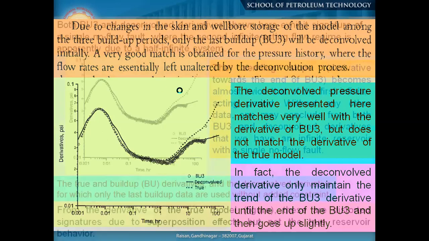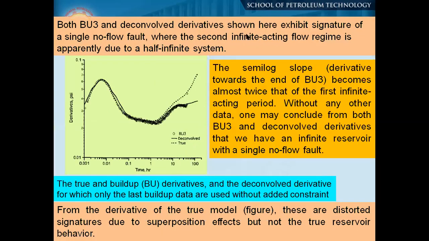Now the same thing here. Both BU3 and deconvolved derivatives exhibit the signature of a single no-flow fault. Once you get a single no-flow fault, we could understand where the second infinite-acting flow is, apparently due to the half-infinite system. Here you see it's continuous, so the build-up may not be reaching the second part. That's why you see this is the pseudo-steady part, going up with maybe some slope, but here it is not there. That means the time we performed the test is not giving us the second fault, which is far away, and you could not reach that.